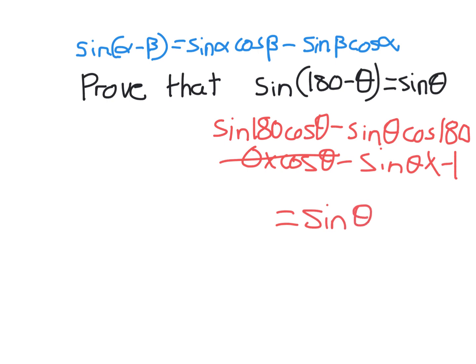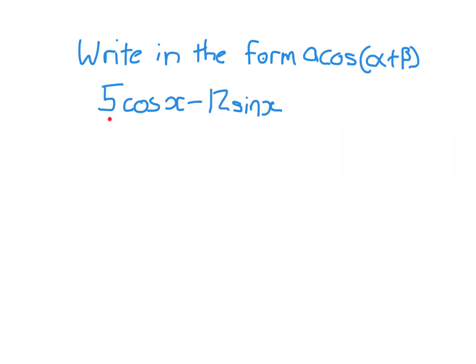All right, let's now look at a harder question involving the angle sum and difference formula. So we're going to write this expression in this form here. This already starts to look like cos of alpha plus beta, because if you expand this, you get cos of something times cos of something minus sine of something times sine of something. The problem here is we can't find something so that cos of that equals 5. Cos of theta equals 5 has no solutions, because cos theta always lives between negative 1 and 1. So how are we going to do this?